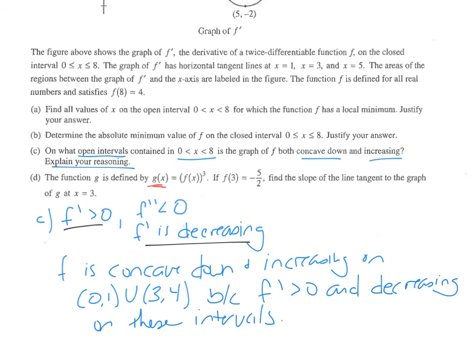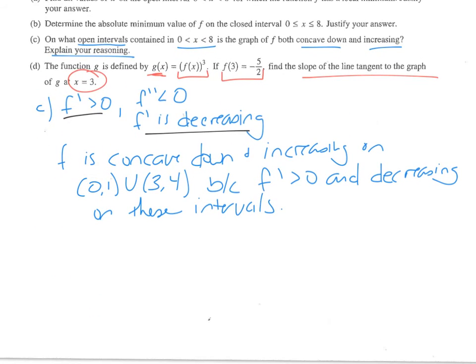We've got this new function g of x, which is f of x cubed. We're given a function value for f. Find the slope of the line tangent to the graph of g at x equals 3. All right. The slope of the line tangent. So we have g of x. Let's find g prime of x. We'll use the power rule and have 3 times f of x squared, but then we have to use the chain rule and multiply by the derivative of f, the inside function.